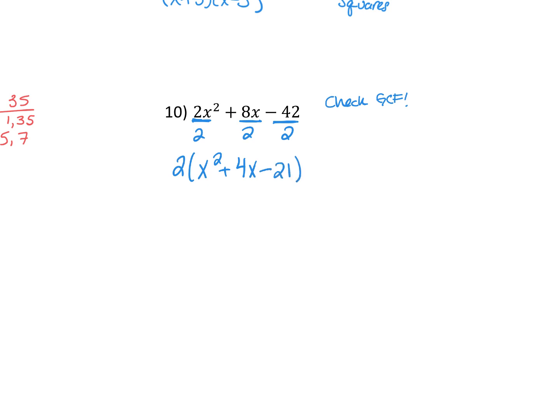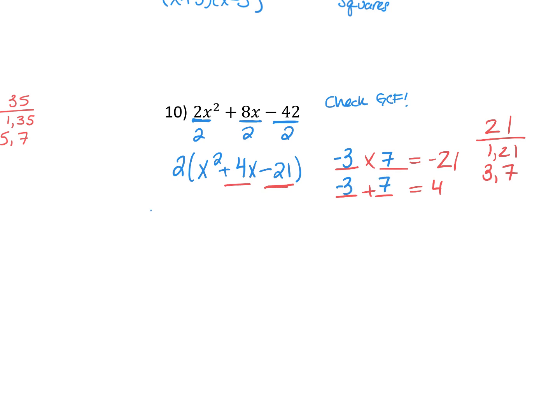Now I can treat this similarly to the last one. I want to think about two numbers that multiply to negative 21 and add to 4. So I'm going to think about factors of 21. So 1 and 21, 2 does not go into 21, 3 and 7, 4 doesn't go into 21, 5 doesn't go into 21, 6 doesn't go into 21. So those are my only factors. So to get negative 21 and a positive 4, I'm going to need a negative 3 and a positive 7.